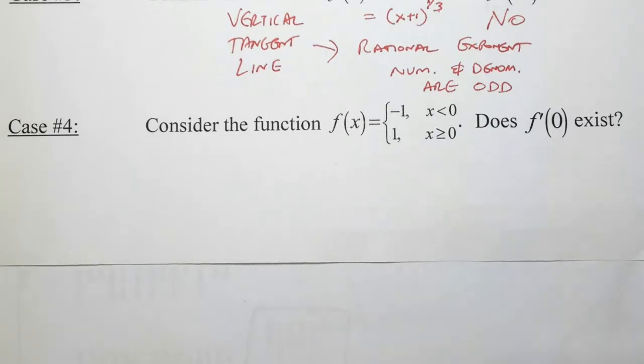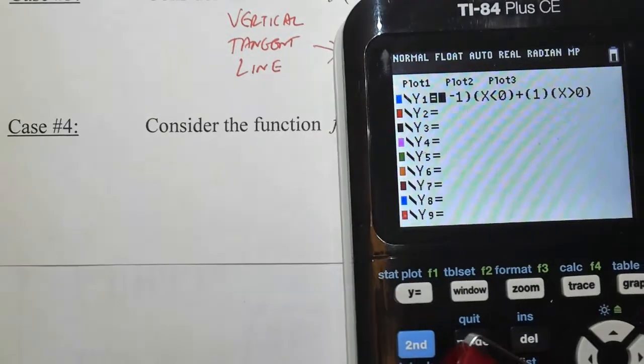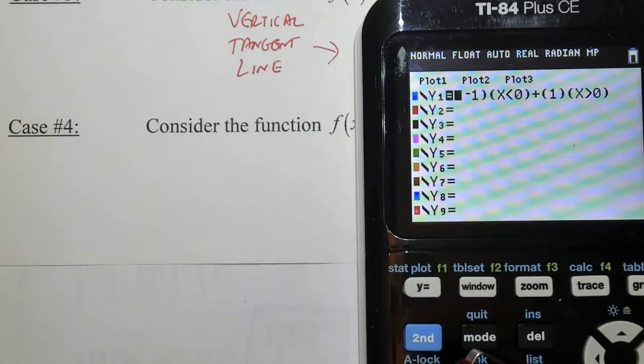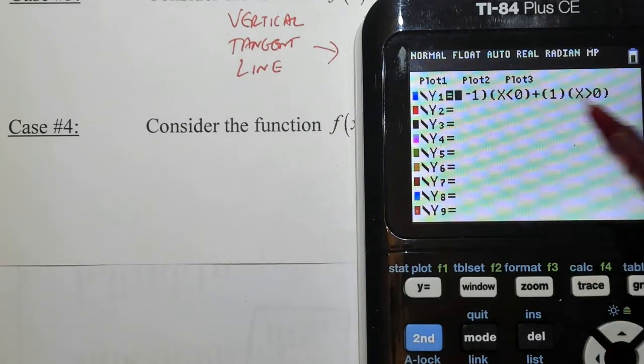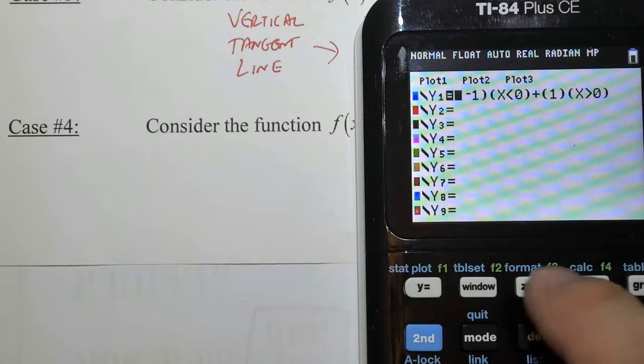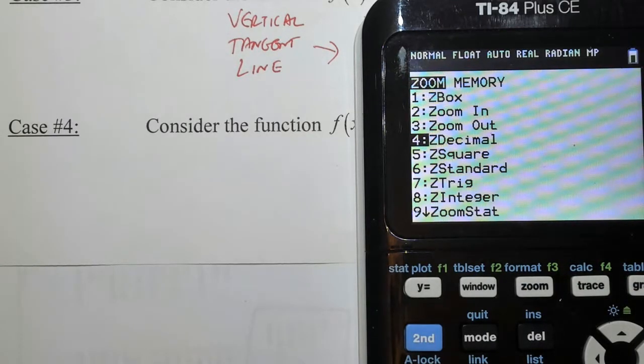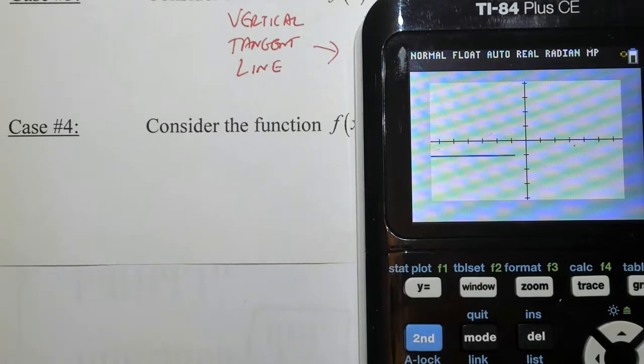To graph a piecewise function on the calculator, you have to use your test command. I'm not going to really worry about that right now. This right here is the piecewise defined function that I just described. If I take a look at the graph, I'm going to do zoom, option 4. We see -1 when x is negative and +1 when x is positive. That's our graph. And the question is, does the derivative exist right there when x is equal to 0?